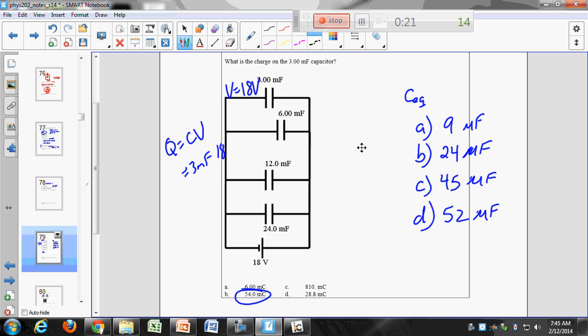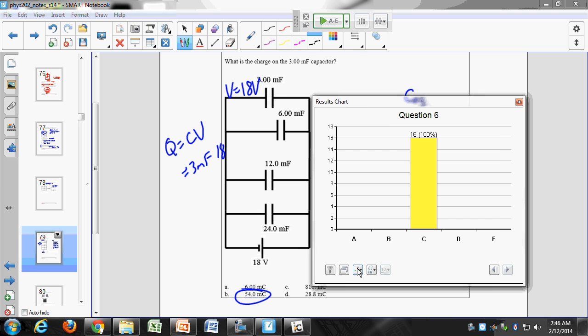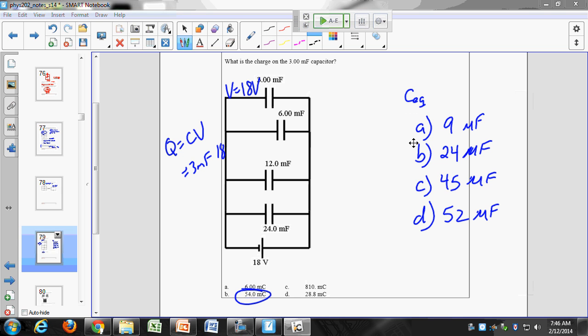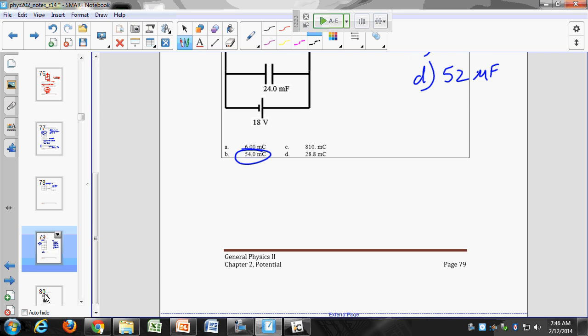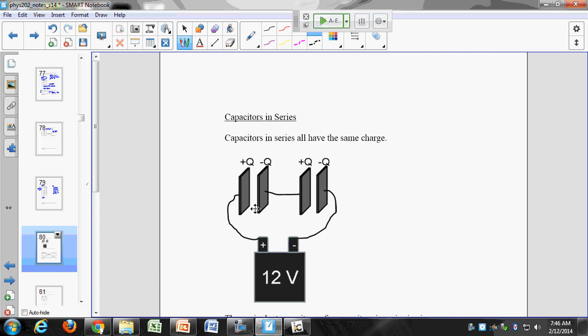All right, I'll stop at 25. Excellent. You just add them up, so it's 45 microfarads. These are pretty simple, but we're really shooting towards combination circuits where we have capacitors in series and parallel in the same circuit, and they'll be more complicated, more challenging for you.